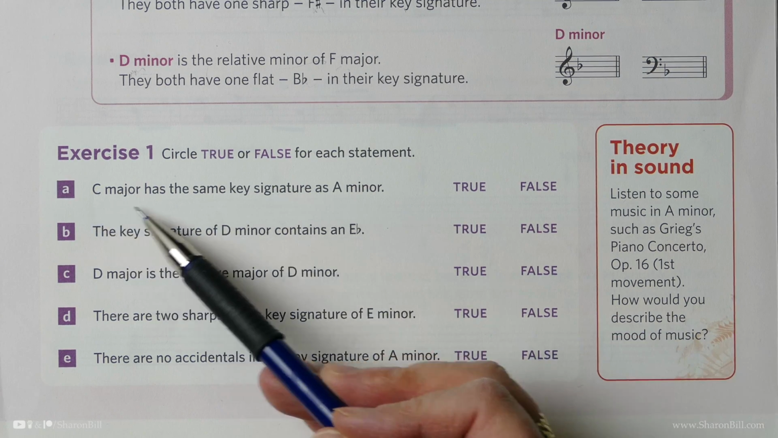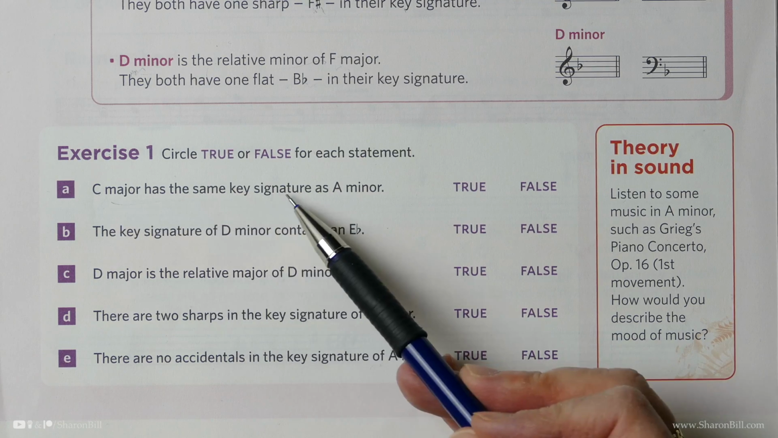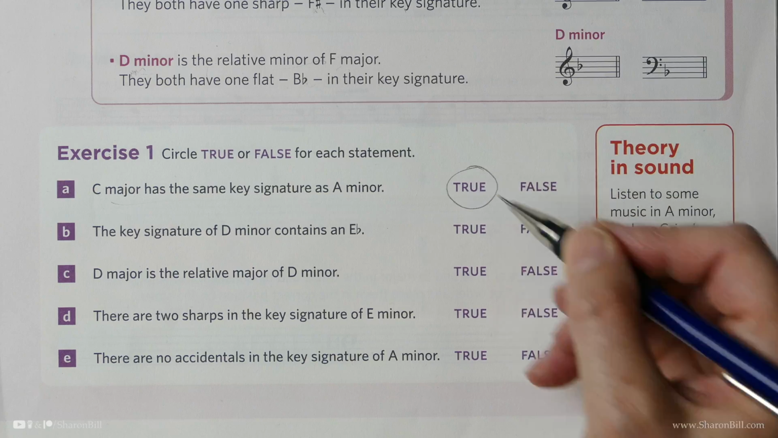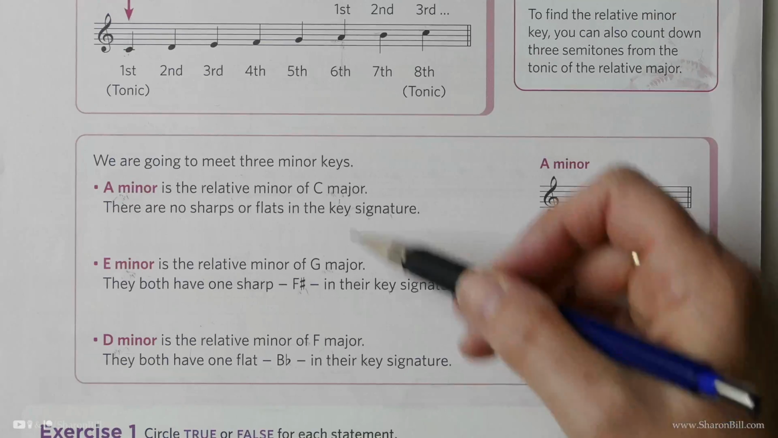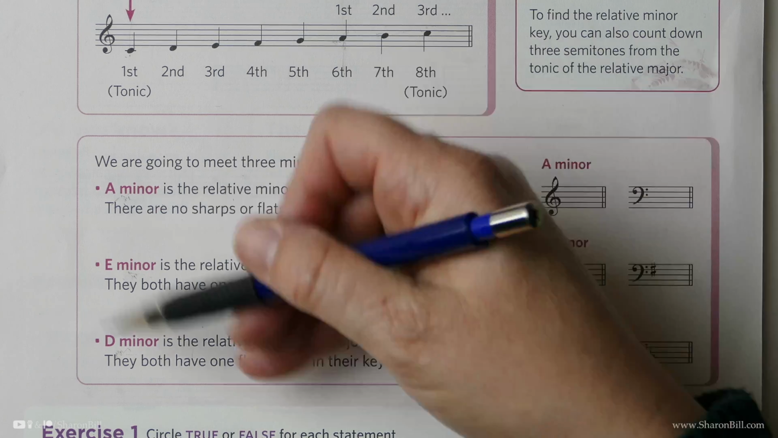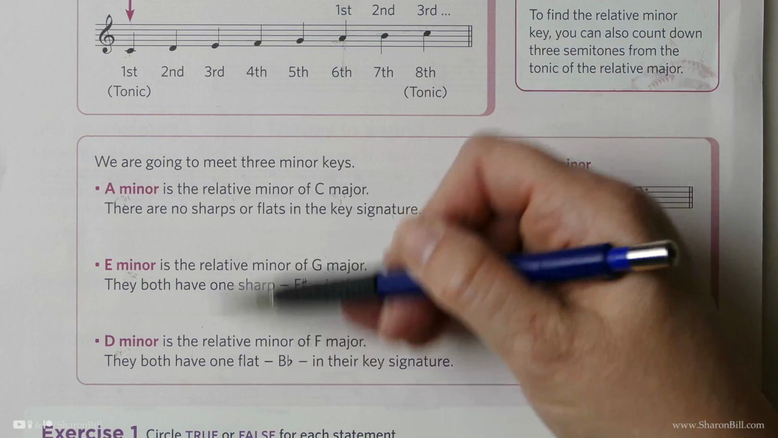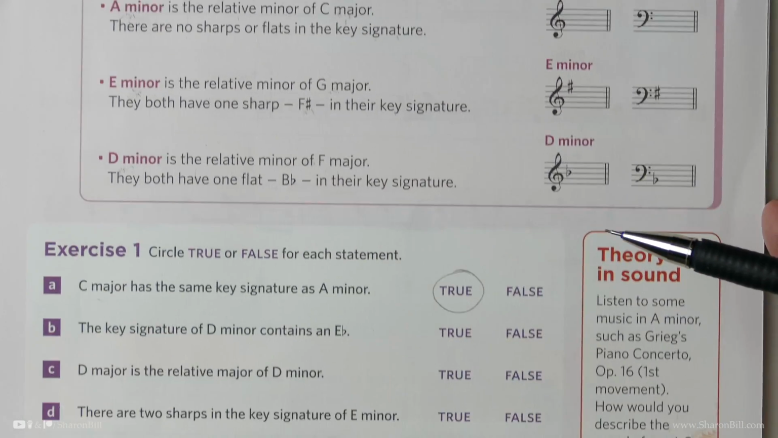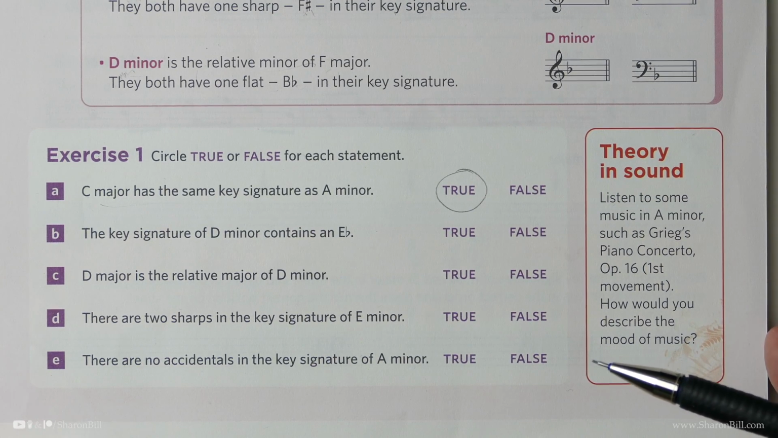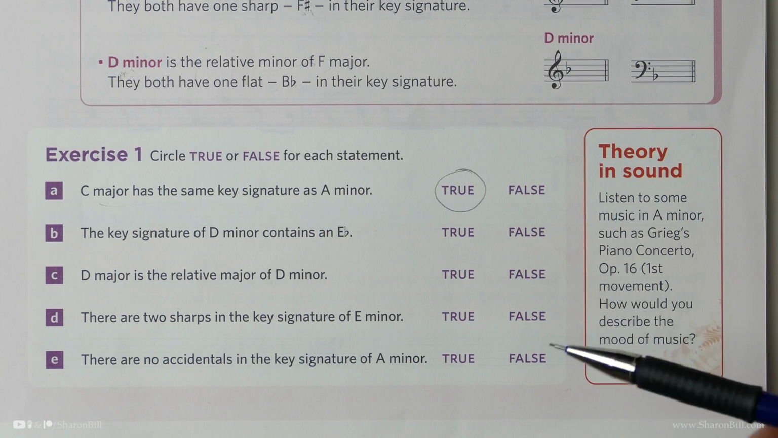So is it true or false that C major has the same key signature as A minor? Well, that's true, because C major and A minor are related keys. Do try not to peep though, just pop a piece of paper if you haven't done so already and just test yourself on these. It's also a little bit of revision to remember your major key signature as well.